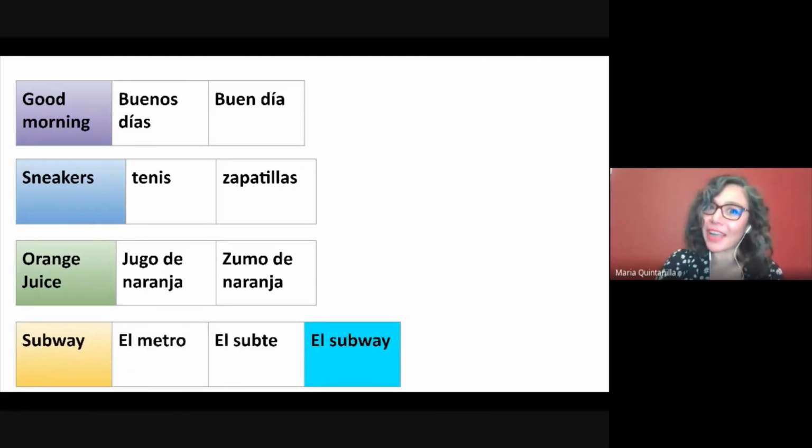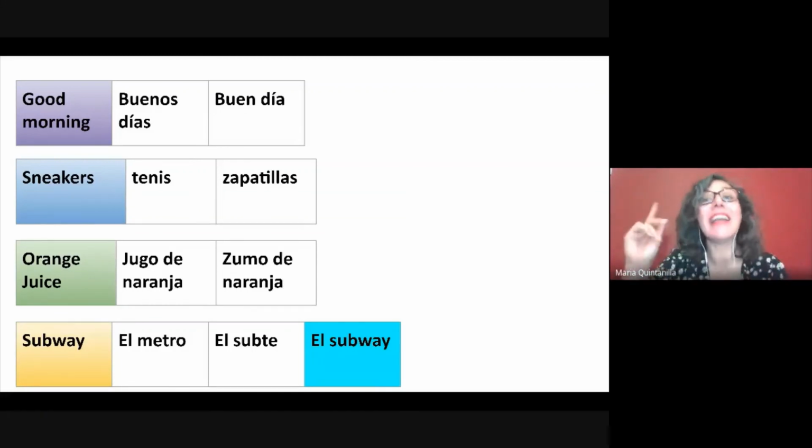How about subway here in New York City? In some countries, it could just be el metro, right? In Spain it is el metro. In Mexico, they say el metro. My friends in Buenos Aires say el subte. And you may hear some Spanish speakers say el subway.